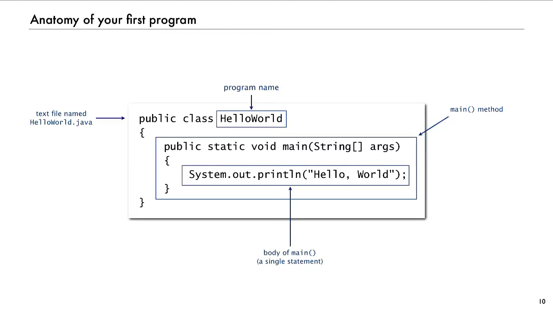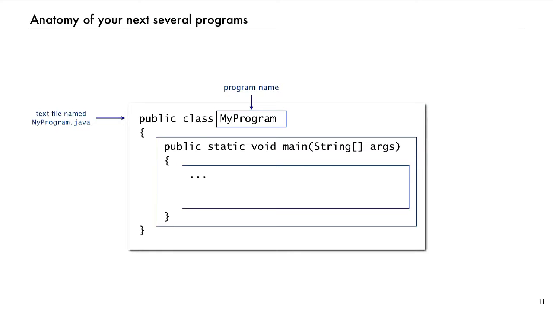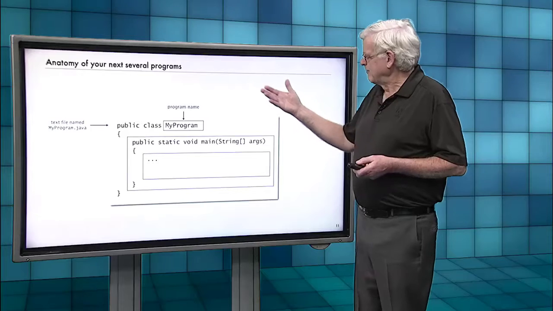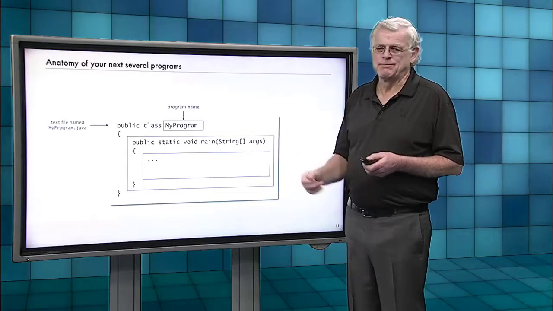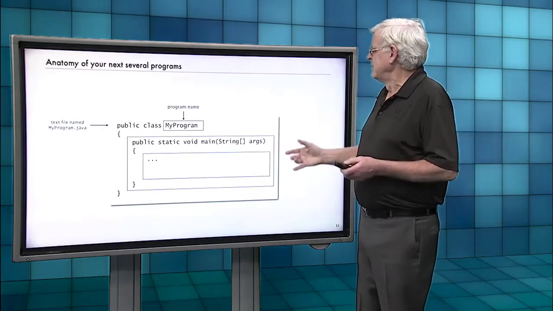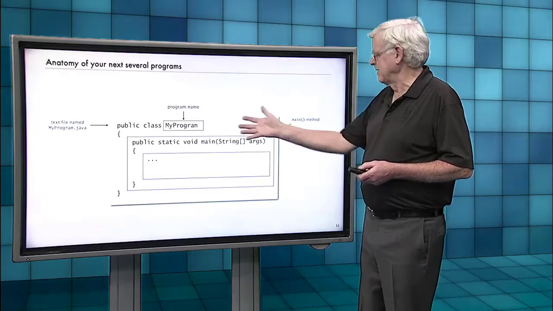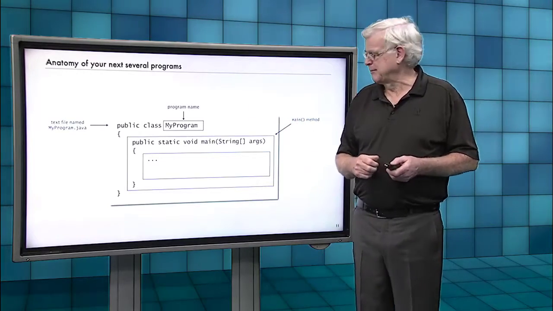And then this program has the body of the main method, which is a single Java statement that says, in this case, print this line of text out. We go through those elements because every program that you write, or at least the next several, are going to have these same elements. You're going to have a program that you make up, myprogram.java. You'll name it my program or whatever else you want to name it. And it's going to have a main method, and you just type that exact text to get a main method.